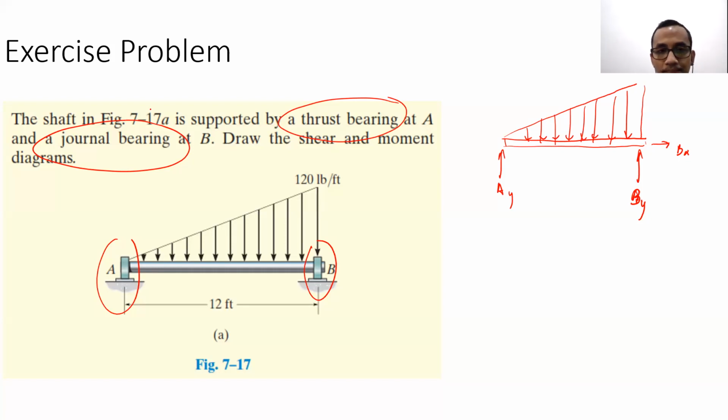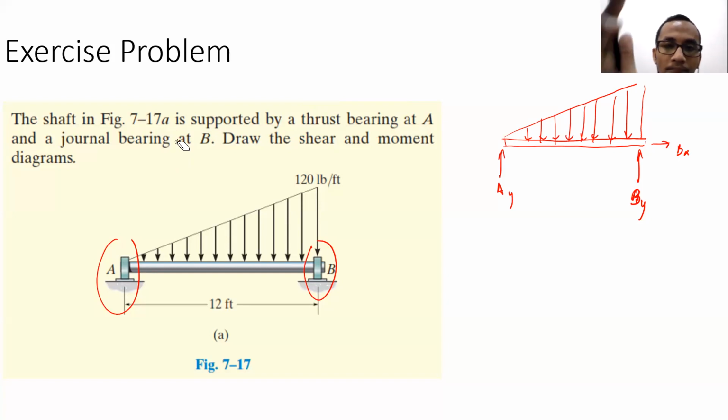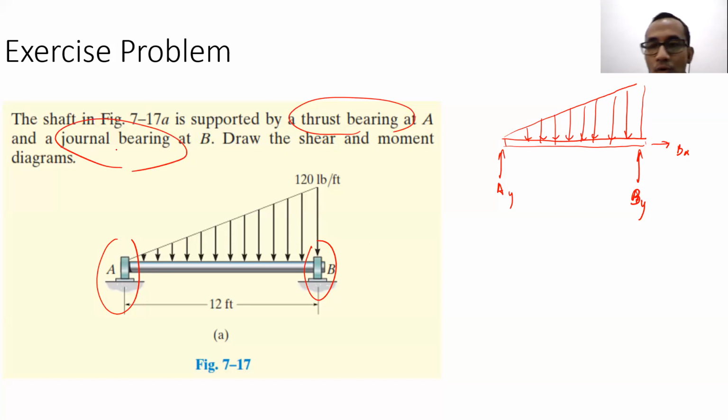Later, when we have a problem like this, we will not label it as a thrust bearing or journal bearing, but as a pin or roller. If we do label it as a thrust bearing or journal bearing, most likely we will tell you that a thrust bearing is this kind of bearing, which has this kind of reaction force, and a journal bearing is this kind of bearing, which has this kind of reaction force. So you don't have to worry about it.